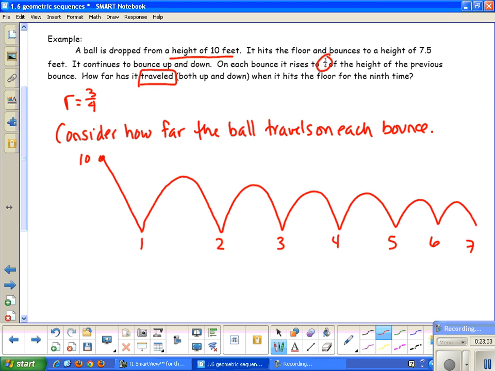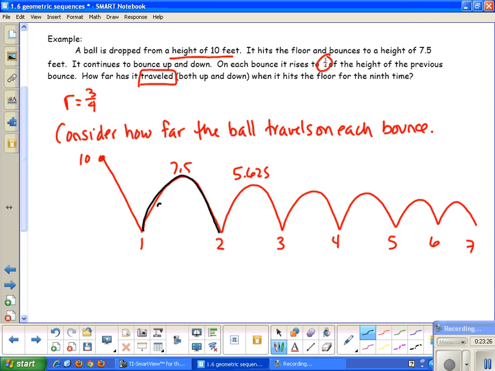Now, if this falls down 10, well, it's going to go up 3/4 of that height. So 10 times 3/4 would be 7.5. And times another 3/4 would be 5.625, etc. So we want to find the distance traveled. So that means I need to figure out how far up and down I have gone in that first bounce.